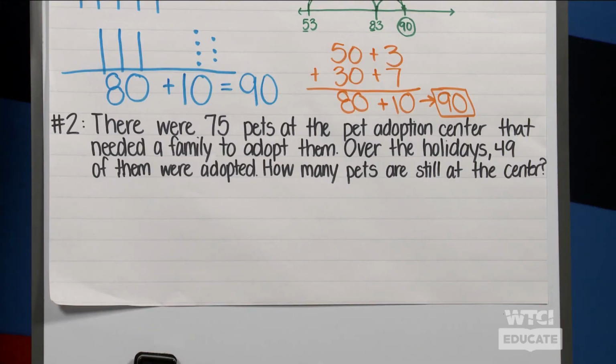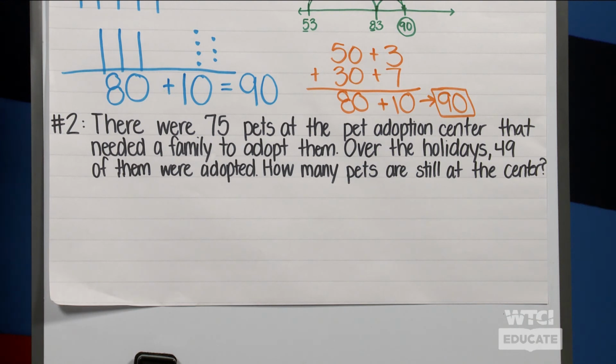There were 75 pets at the Pet Adoption Center that needed a family to adopt them. Over the holidays, 49 of them were adopted. Yay! How many pets are still at the center? There were 75 pets at the Pet Adoption Center that needed a family to adopt them. Over the holidays, 49 of them were adopted. How many pets are still at the center?